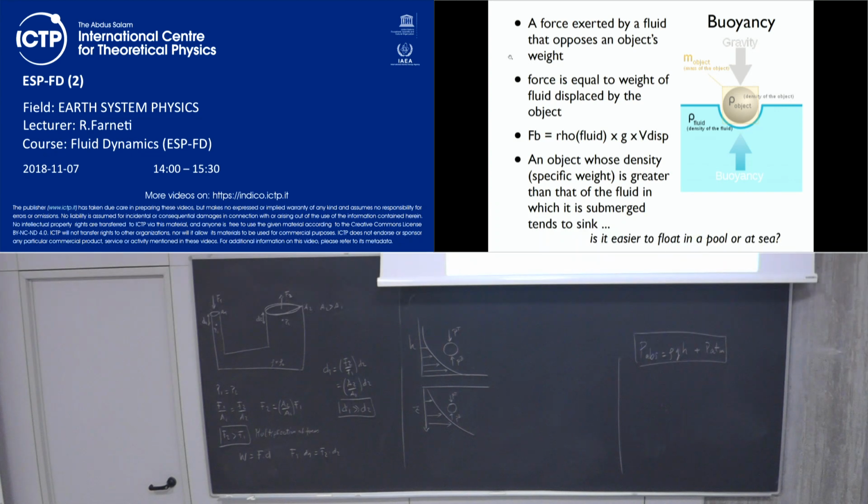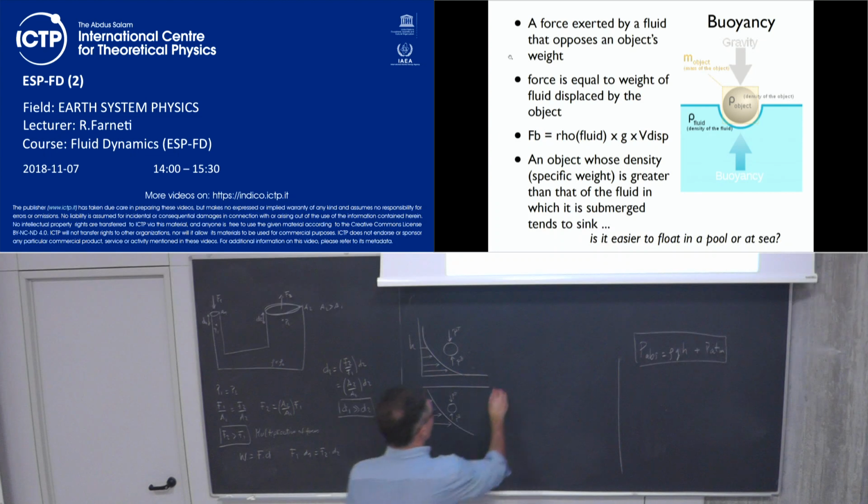Buoyancy force is a force exerted by a fluid that opposes an object's weight. Imagine this balloon or element of fluid is immersed in a fluid, which is the atmosphere. That little grey ball is totally immersed in a fluid, or you might think of something floating on the ocean, which is not totally immersed. So the force is equal to the weight of the fluid displaced, not the weight of the element. The force is equal to the weight of the fluid displaced by the object.